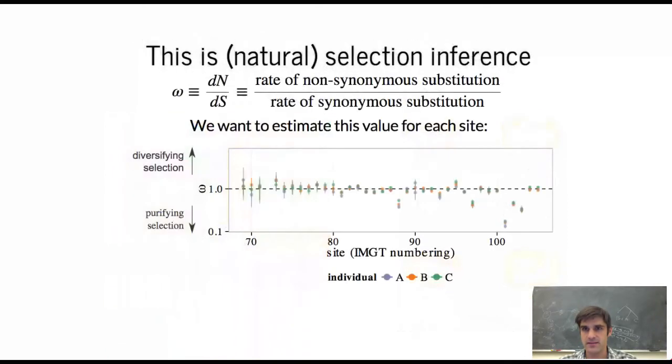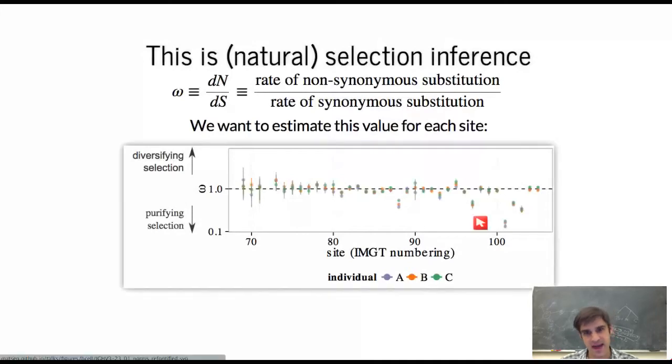So we would like to do this on antibodies, and this is really what we'd like to have at the end. This is an antibody sequence. We would like to learn, is it under purifying selection, so is it dominated by synonymous mutation, or is it diversifying? So does it seem like this site permits more mutation or not?